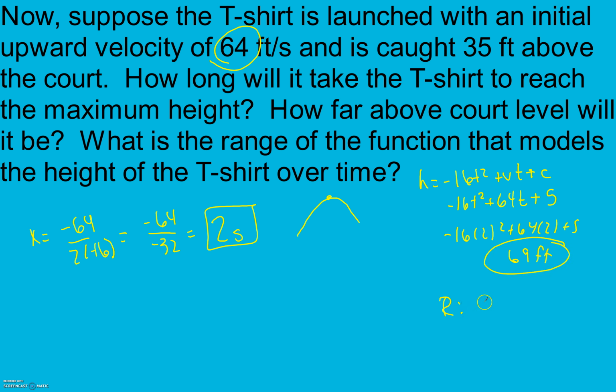So as far as our range goes, 5 is our smallest. Our height is in between there and 69 feet. Okay, smallest height, biggest height. We use two less than inequalities there to combine them.